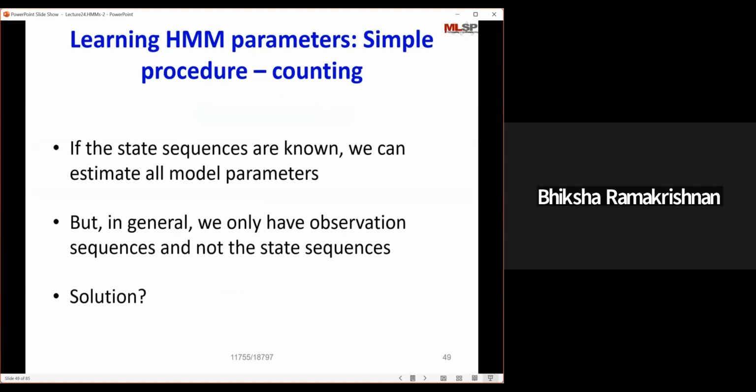And so if the state sequences are known, we can estimate all model parameters. But in general, you only have the observation sequences, not the state sequences. So what can we do given this? I don't have the state sequences, but if I did, I could estimate all the model parameters. That's one answer. Anything else? What would you do if you were in this situation, using only the things that you have learned so far?